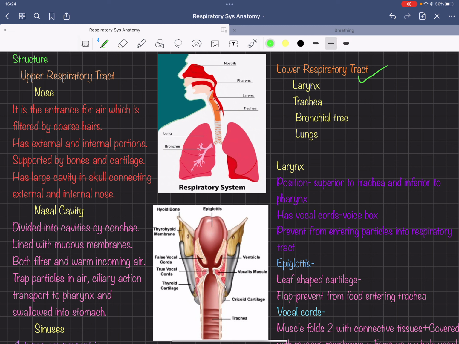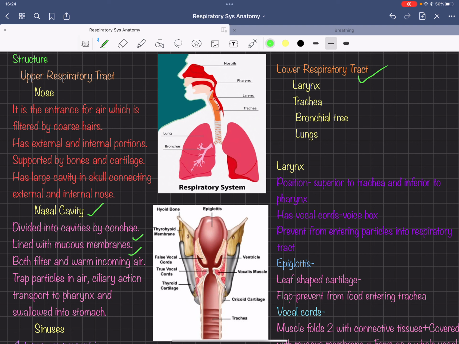Likewise, the next part is the nasal cavity. The nasal cavity also has different cavities within it, which are divided by a structure called the septum. It is usually lined by mucous membranes, and these membranes are essential because they help to trap any foreign particles in the inhaled air from entering into the lungs.